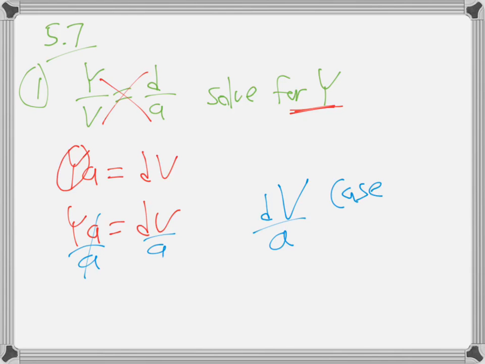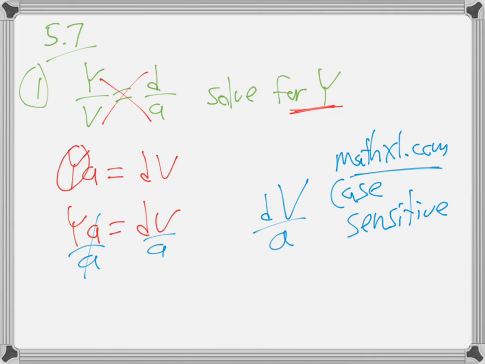So let me just write that out. Case sensitive. MathExcel is picky here. MathExcel.com is case sensitive. So whatever they had as a capital letter, you got to keep capital. That V and the D and the A were lowercase. Keep them that way. So that's why we got Y alone. We're done for number 1. Is that good? So no big deal there, right?